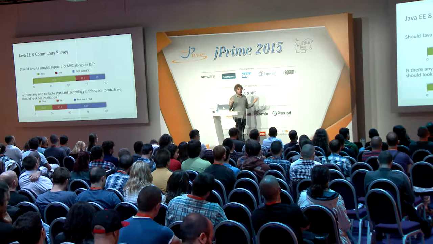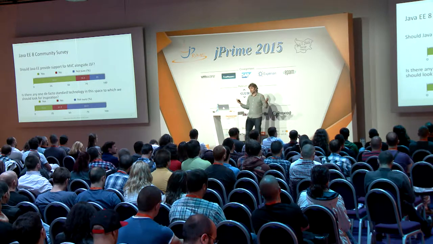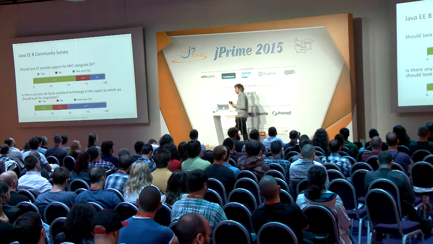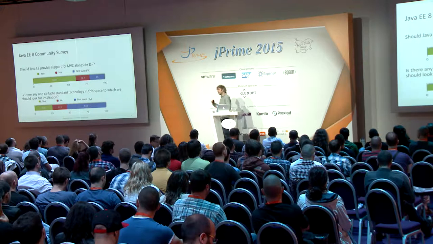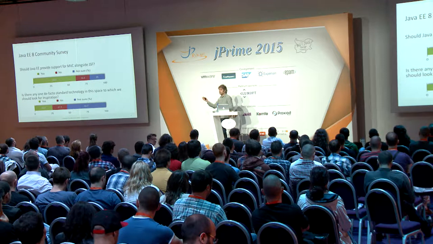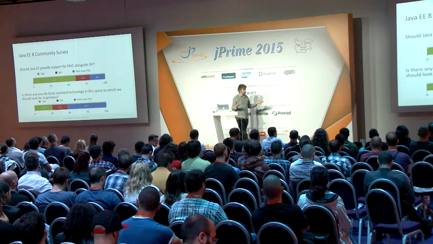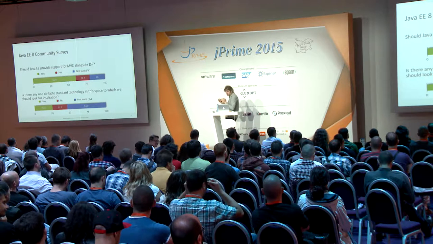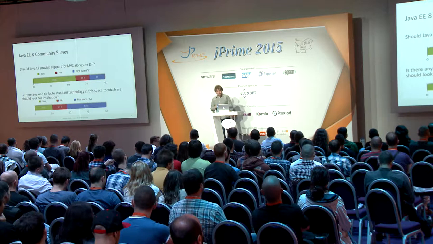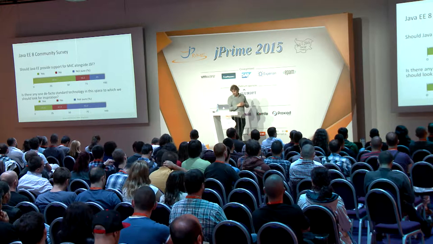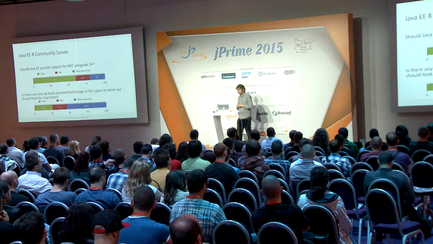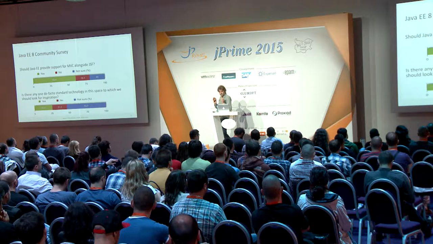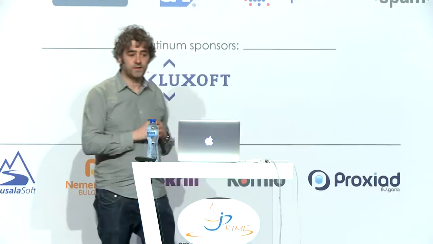Also, our wish list for Java EE 8 was so long that if we wanted to do everything on that list, we would not have Java EE 8 for the next 5, 6, 7 years. That's too far ahead. So we did that community survey, and one of those questions was specifically about MVC. The question was: should Java EE provide support for MVC alongside JSF? And 60% of the participants said yes.